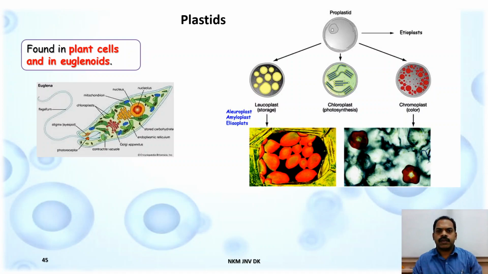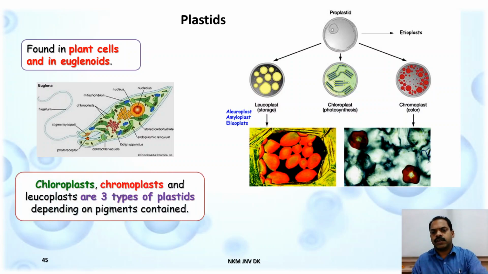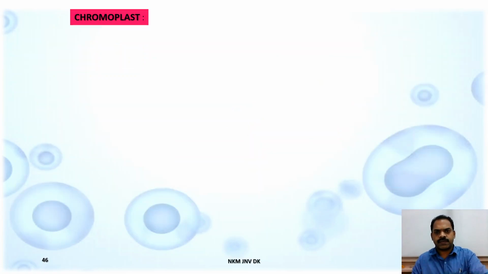Plants basically have three types of plastids. You can see that from the image itself. Leucoplast for storage, chloroplast for photosynthesis, chromoplast which gives specific attractive colors to the plant cell organelles. Now let us see the types of plastids and their functions. Based on the type of pigment they contain, we have different types of plastids.